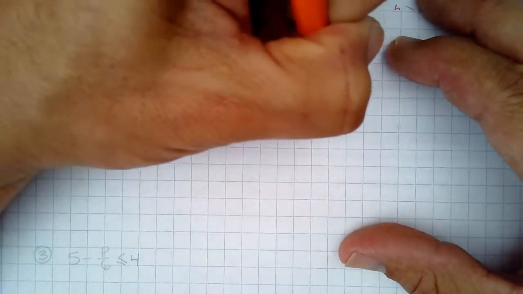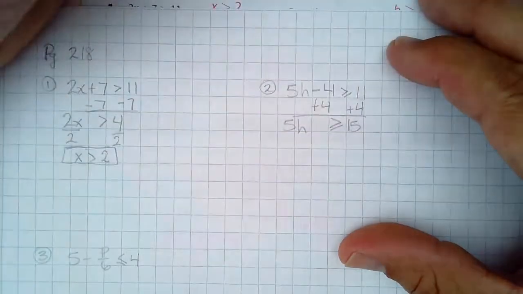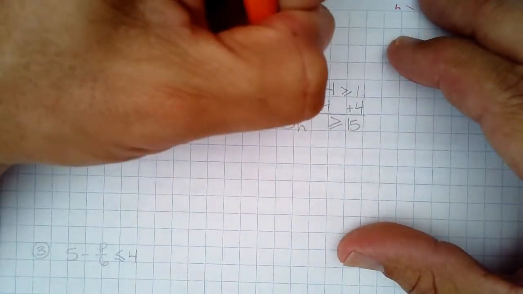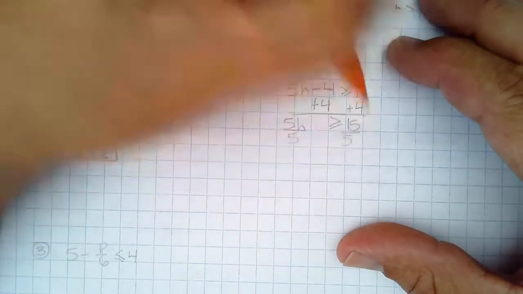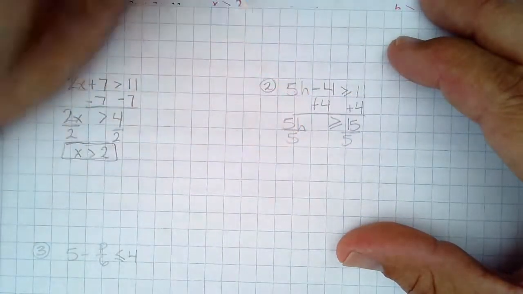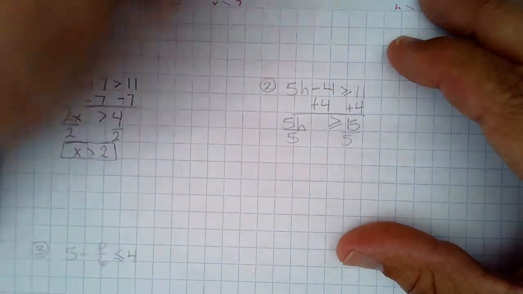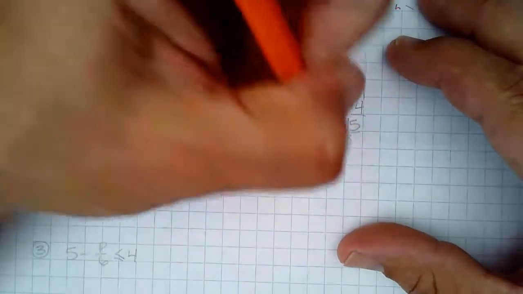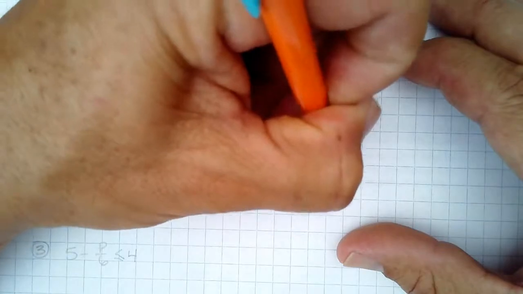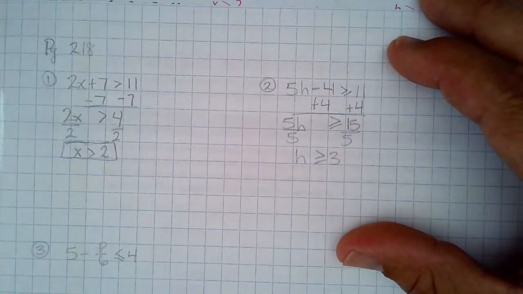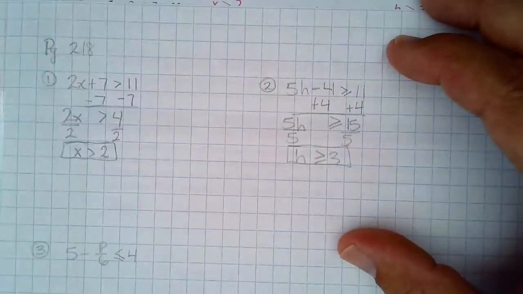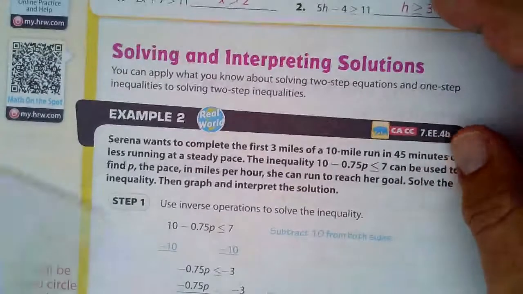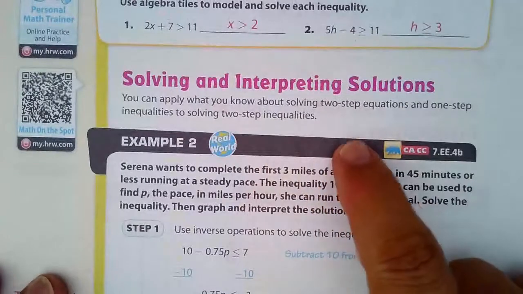5h is greater than or equal to 15. Then since that's multiplication, I would divide by 5. Divide by 5. 5 divided by 5 is 1, or they cancel out. Really, I just have h left over. It's greater than or equal to 3. So there it is. And we'll continue with this solving and interpreting solutions.